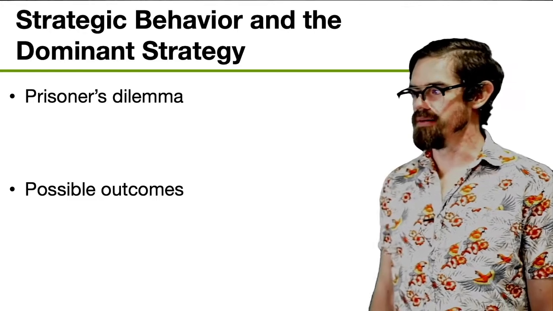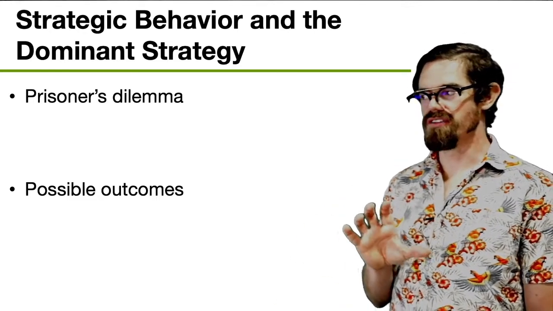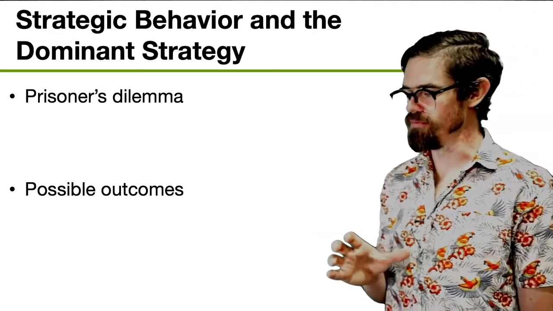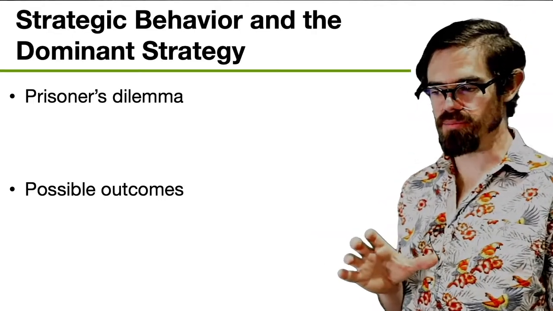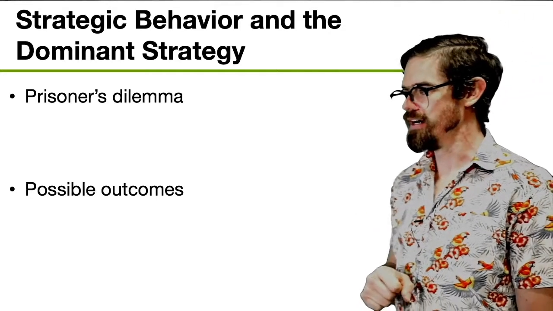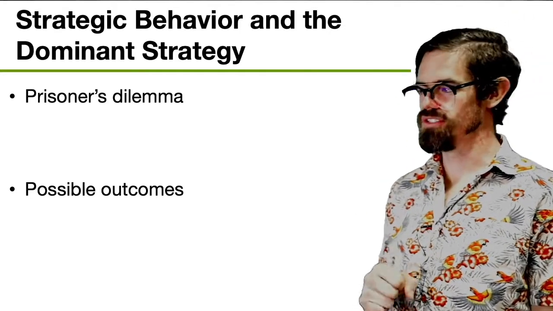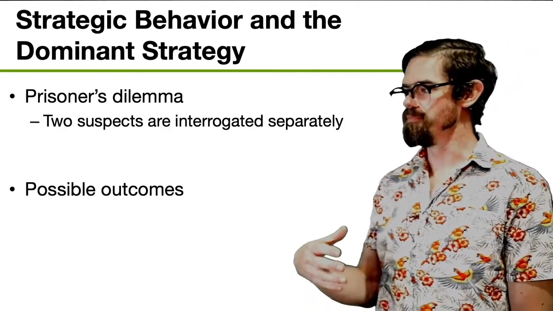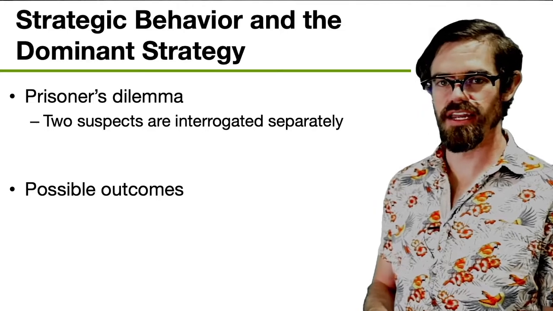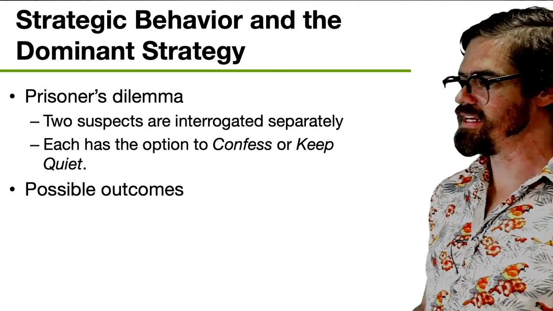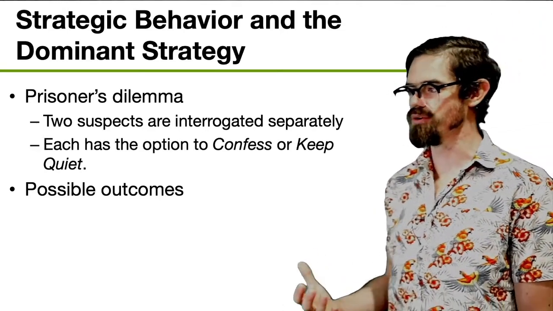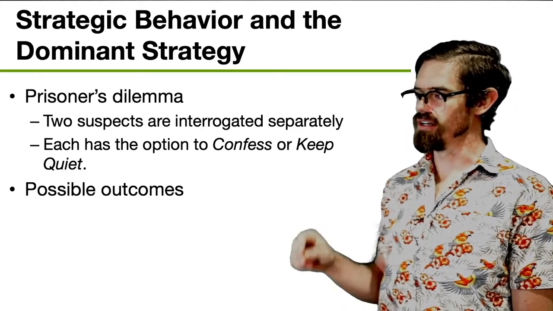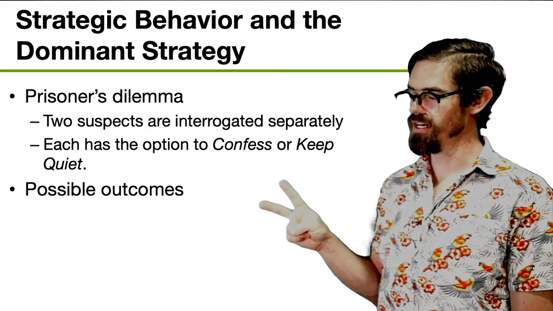Okay, so the first game we're going to talk about, really the only game, I guess, because this is the only game that pertains to this chapter in oligopoly and cartel behavior, but you may have heard of this game. It's called The Prisoner's Dilemma. All right, so here's how it works. Two suspects are interrogated separately, and each has the option to confess or keep quiet. So these are the players' strategies. So there's two players. Their strategies are confess or keep quiet.